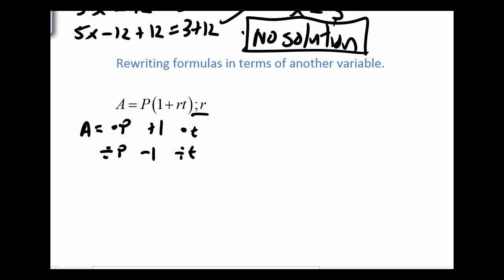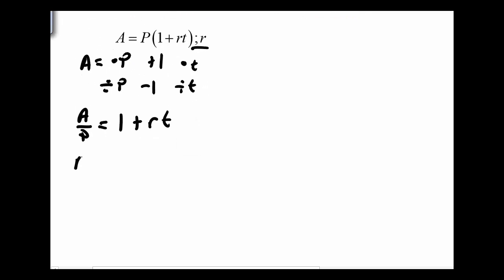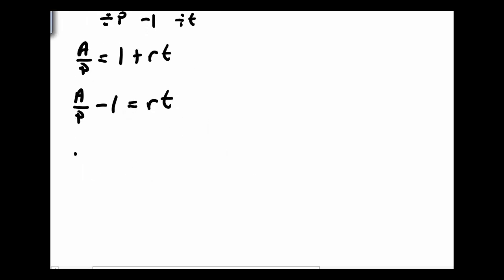So let's start with that first expression with the p on the furthest on the outside. We said we're going to divide by p. So we get a over p equals, well, what's left is 1 plus rt. And at that point we said we're going to subtract off 1. So a over p minus 1 equals rt. And then the last thing we said we're going to do is divide by t. So a over p minus 1, divided by t, equals r.